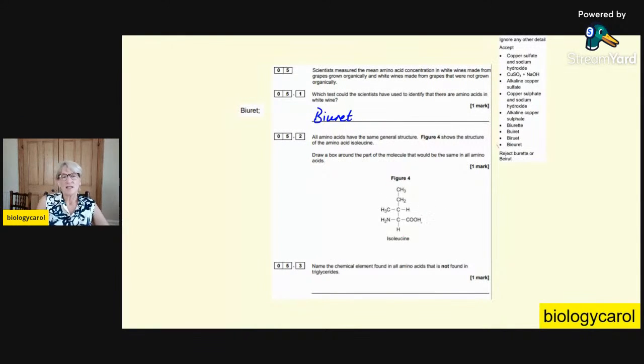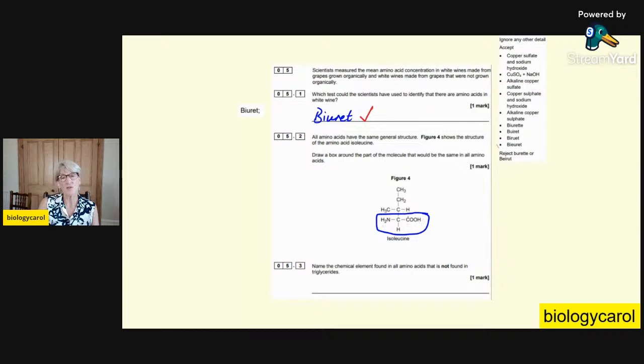Here you are given this particular amino acid, isoleucine. You don't need to know their names, you're just given this as an example. Circle the box around the part of the molecule that would be the same in all amino acids. So think of the name, amino acids. It needs to have an amino group in it, it needs to have an acid group in it, and it needs to not have the R group in it. So here is the circling, because this bit is what would be in every single amino acid.